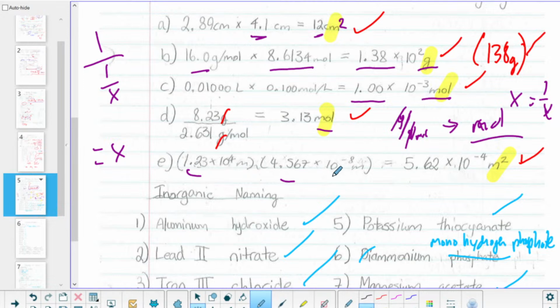3 sig figs, 4 sig figs are answered to be 3 sig figs, and meters times meter goes to meters squared. Good.